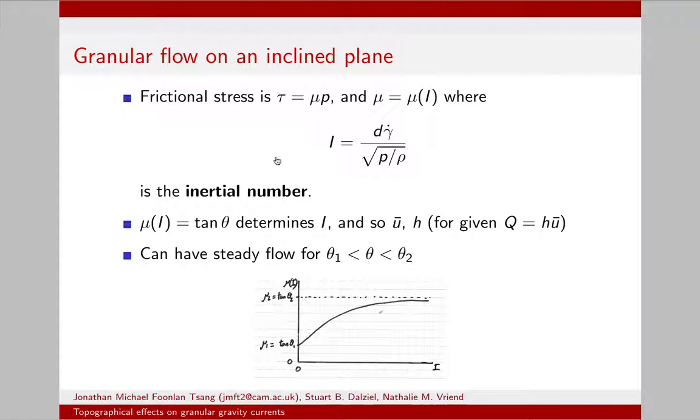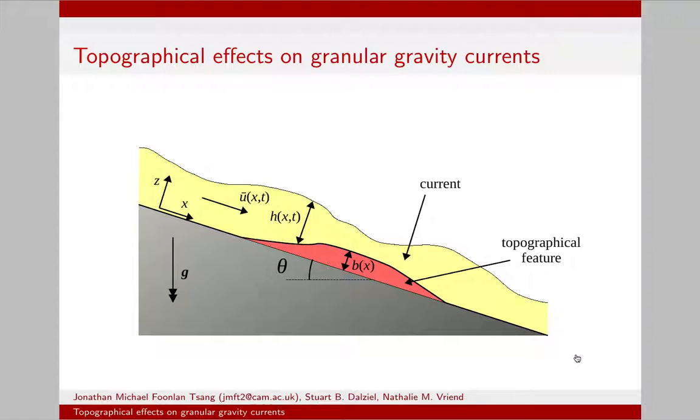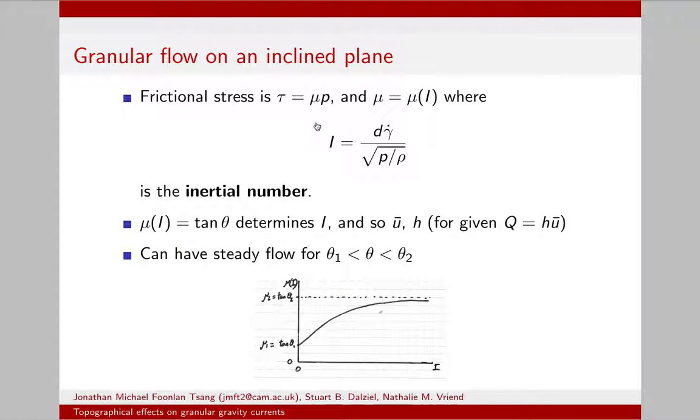The first thing we want to look at is what happens if there's no bump. This case has been studied in great detail, of course, and it's been found that the shear stress, the frictional stress, is just mu times p, where mu is a function of the inertial number. Mu is a coefficient of friction. If we want a steady flow, then we need mu equals tan theta. This determines theta. If we also have a fixed flow rate, then we can determine u bar and h. So u bar and h are functions of theta.